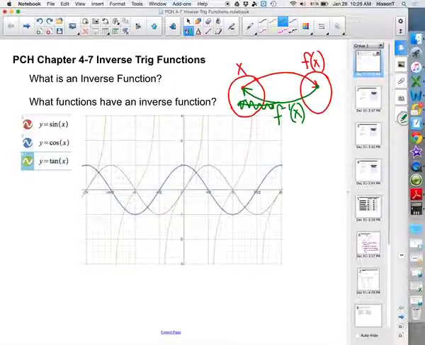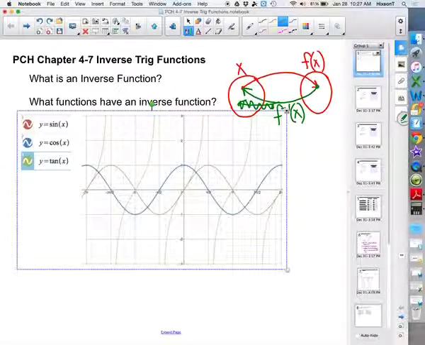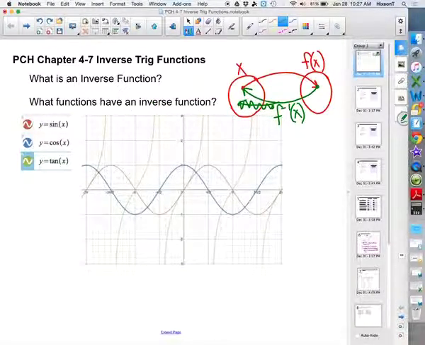Now, here I have sine in red, cosine in blue, and tangent in green. And the problem is that none of those are one-to-one. However, we do have an inverse sine function, also known as the arc sine. We have the inverse cosine function, also known as the arc cosine, and we have the inverse tangent function, or the arc tangent. So how could we take something that fails the horizontal line test, like every periodic function will, and get an inverse to it? What could we do here?